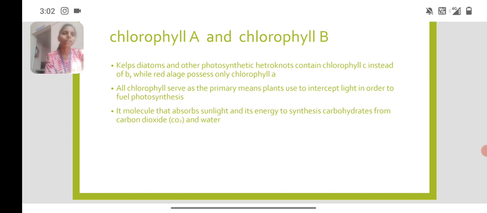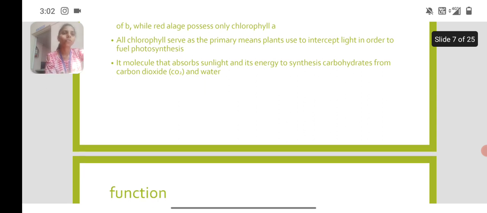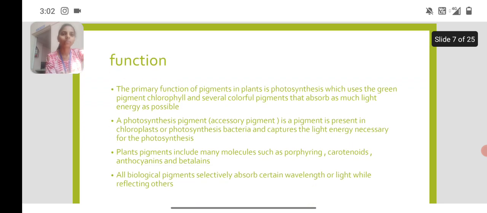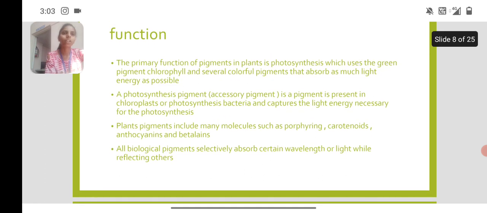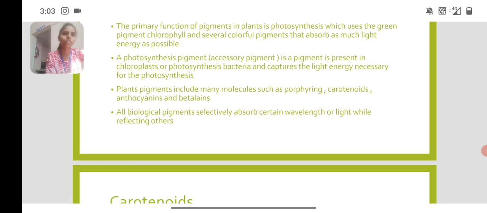All chlorophylls serve as the primary means plants use to intercept light in order to fuel photosynthesis. It is a molecule that absorbs sunlight and uses its energy to synthesize carbohydrates from carbon dioxide and water. Function of chlorophyll: the primary function of pigment in plants is photosynthesis, which uses the green pigment chlorophyll and several colorful pigments that absorb as much light energy as possible.